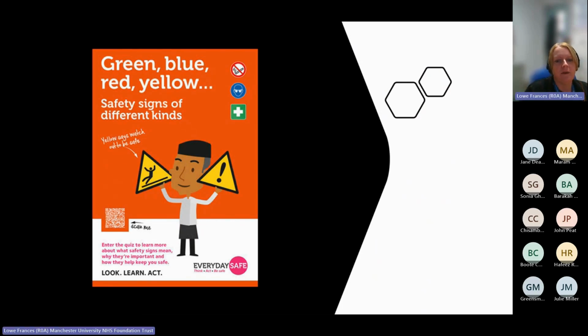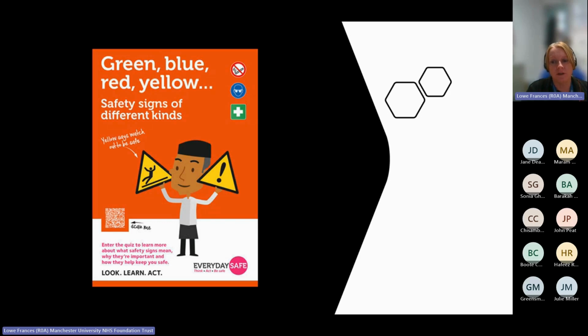Okay, so then we've got the yellow warning signs. These are the ones that are quite common around the lab. These alert individuals to potential hazards, dangers, or unsafe conditions in a specific area or circumstance. If you spot a warning sign, you should exercise caution and take the necessary precautions to prevent accidents or injuries.